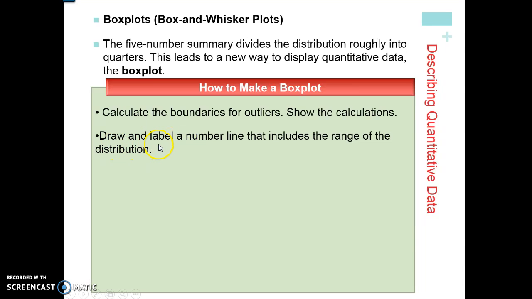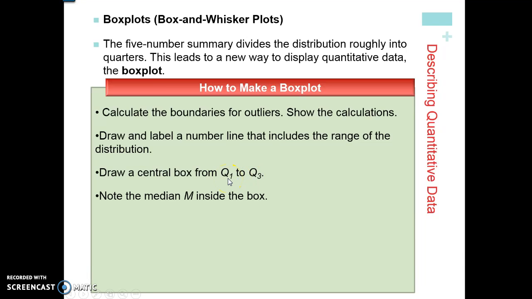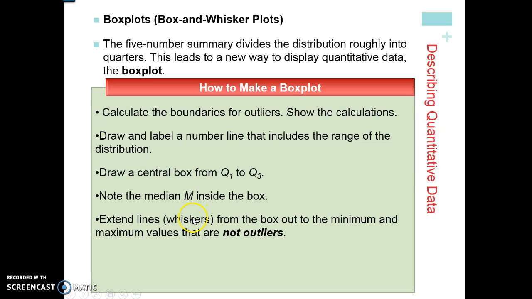Make sure you draw and label a number line. Make sure it actually has numerical labels on it and a label to tell what you're looking at. You draw the box from quartile 1 to quartile 3. You put a line where the median is in the center of the box, and then you make whiskers from the quartile 1 to the minimum and the quartile 3 to the maximum. Please note that you do not include outliers in your box and whisker plot.